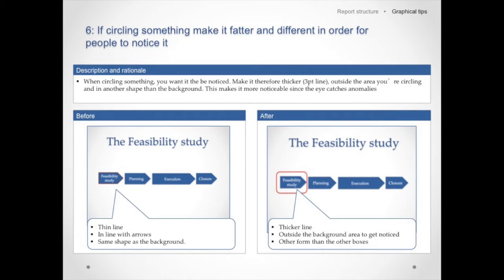And you can also circle something in order to make people notice it, and make that circle kind of distinguishable. So here you can see the before and after again. A thin line around this feasibility study. It's not that visible, but then if you make it bolder, a thicker line, and make it around the entire box, then you can see it. Just some simple tools that you can use.